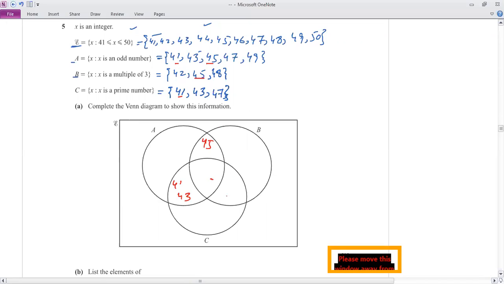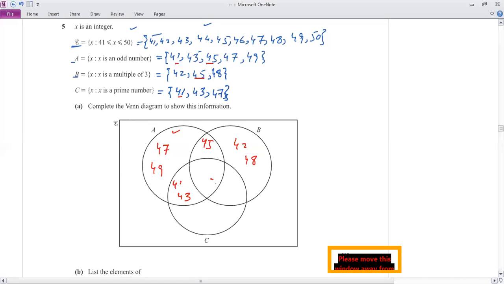And then common in B and C. Which elements are common in B and C? Do we have any? Nothing. So it means this area will also be empty. After that, now I have to write in this region. The elements that you have already written from A, don't write them again. 41 we wrote, 43 we wrote, 45. So remaining are 47 and 49 that we write. Now elements of B, which element of B have we written already? 45 we wrote. The remaining 42 and 48 we will write here.